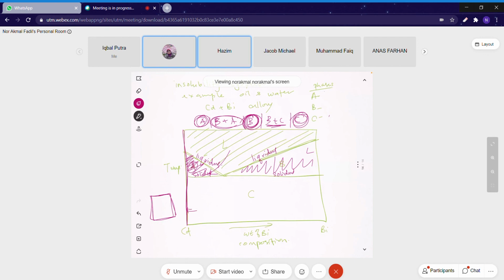100% cadmium. So the vertical line is cadmium. The vertical line here is what? For this bismuth region. Bismuth. So A is liquid plus cadmium. It is still the original element, because remember when we talk about intermetallic, it is also a vertical line, isn't it?